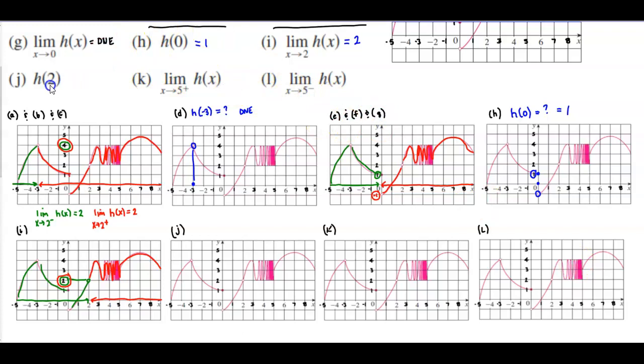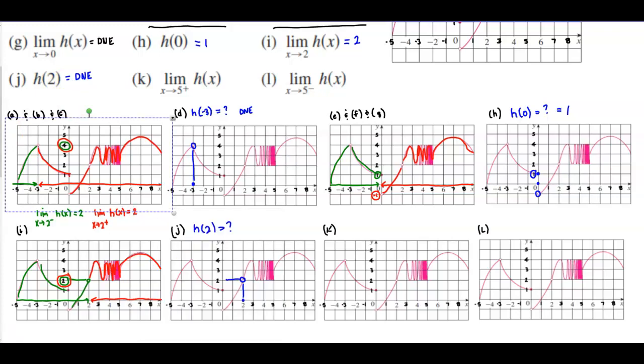Okay, let's find now h of 2. So we want to find h of 2. That means when the input is 2, what is the output? Well, it is undefined, so therefore this does not exist.